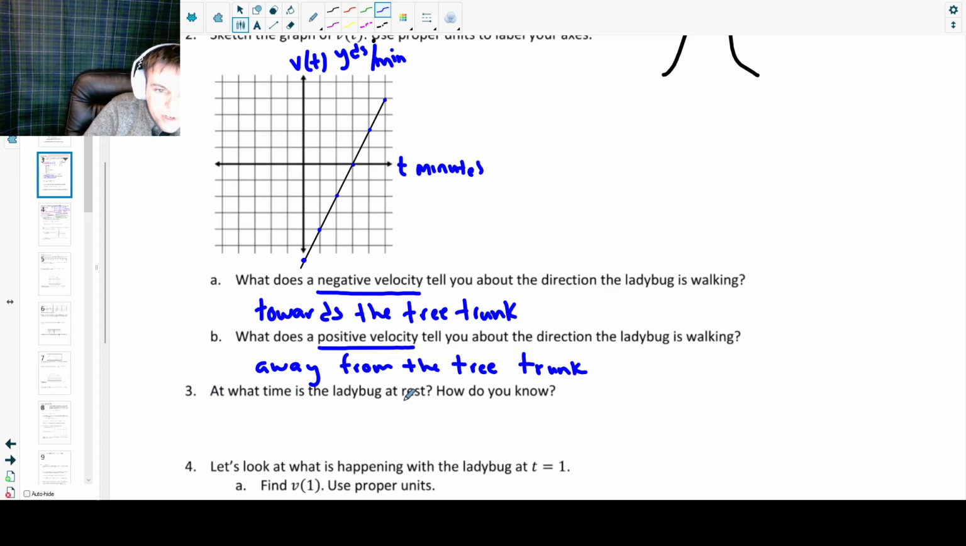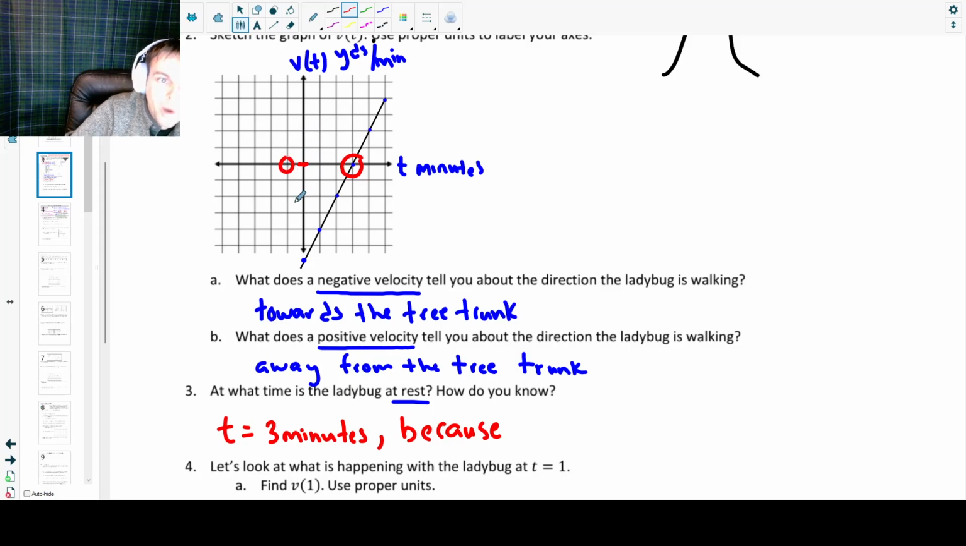Okay. Question 3. At what time is the ladybug at rest? At rest means the ladybug's not moving. And we can see that this is going to occur right here. That's at t equals 3 minutes. How do I know that? I know that the ladybug is at rest there because its velocity is 0, right? This is 0 on the y-axis, which is representing our velocity.